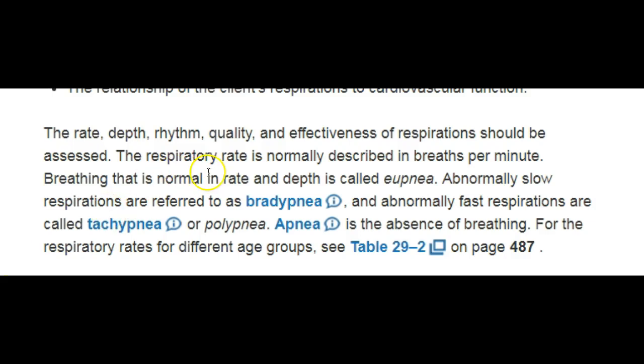Just as we assess the pulse for the rate and the rhythm, look what we're assessing the respirations for. The rate, the depth, rhythm, the quality, effectiveness of respirations should be assessed. Okay? I'm not sure if I had this in your terminology quiz today, but look at your words that you do need to know. Okay? These are very important.